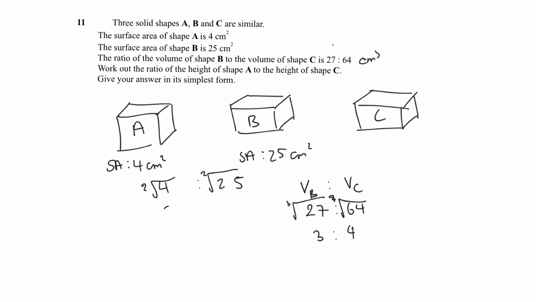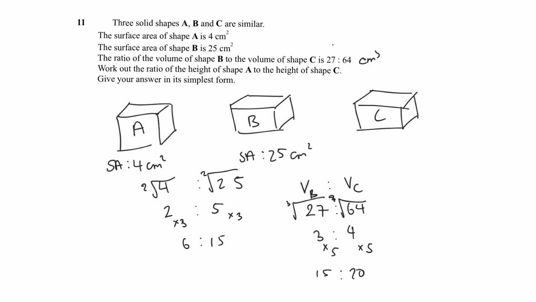So square root of 4 is 2, square root of 25 is 5. So now we know from A to B, it's a 2 to 5 ratio. But from B to C, it's a 3 to 4 ratio. So the common factor between 5 and 3 is 15. So I'm going to multiply this ratio by 3, multiply this one by 5. That would leave us with 6 to 15, 15 to 20.